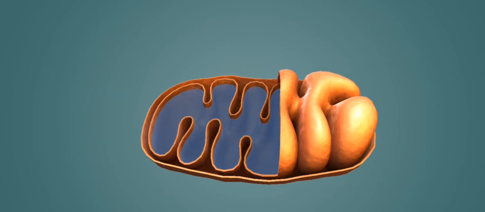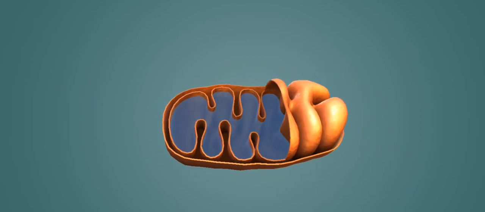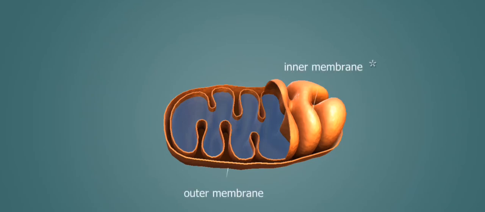Both plant and animal cells contain mitochondria. These are often considered the cell's power station. They produce a large amount of ATP by breaking down organic molecules. ATP is the molecule that carries out energy transfer in cells.